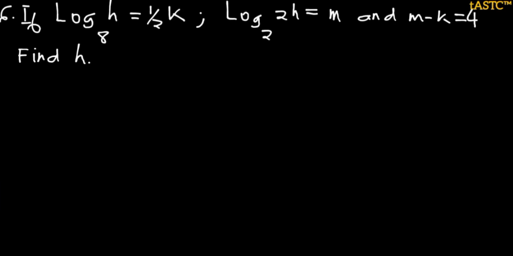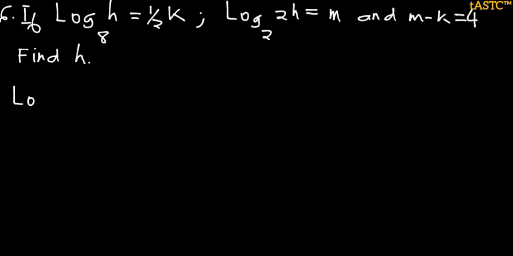Now here is the next question. If log to the base 8 of h is equal to a half k, and log to the base 2 of 2h is equal to m, and m minus k is equal to 4, we should find h. So the first thing we're going to do is work this.